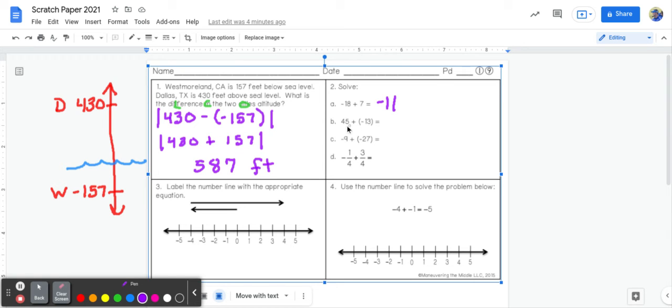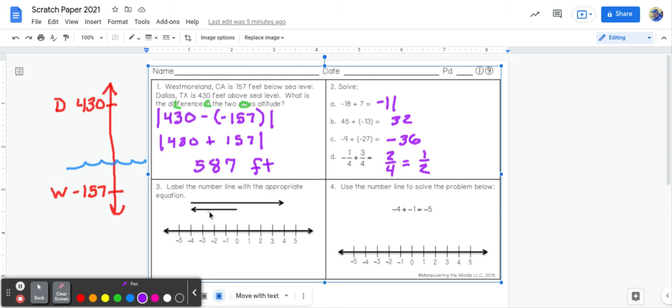45 plus negative 13, again, different signs. So we're going to subtract the values and we end up with 32. And the 45 has the larger absolute value, it's positive, and the answer is positive 32. Negative 9 plus negative 27, they both have the same sign. So we're going to keep the sign and add the values. And 9 plus 27 is 36. And letter D, we have negative 1/4 plus 3/4, different signs, subtract, which would give us 2/4. It's going to be positive because it has the larger absolute value, and 2/4 simplifies to 1/2.